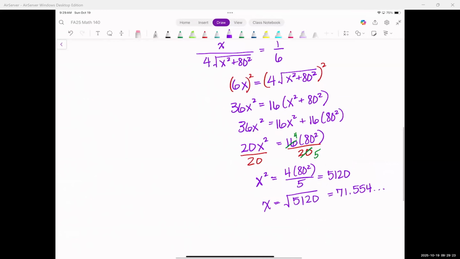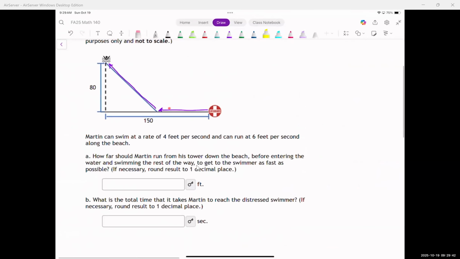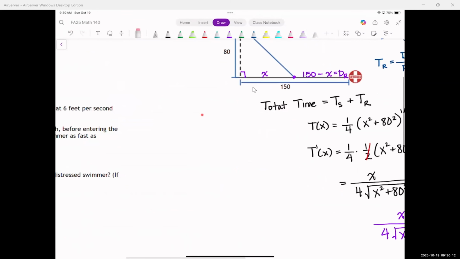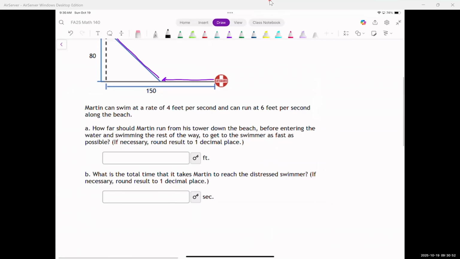Now, let's go back and look at our diagram, because what we want to find is how far should Martin run from his tower down the beach before entering the water and swimming the rest of the way. So that's this distance. That's the distance we're asked to find in the first part of the question. Since what we found is x, the answer that we want in this first part of the question is 150 minus x. And so we have 150 minus 71.6, and that gives us 78.4 feet as our answer for the first part.